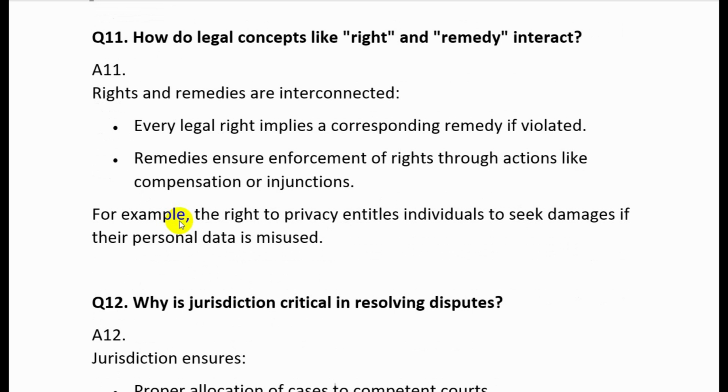How do legal concepts like right and remedy interact? Rights and remedies are interconnected. Every legal right implies a corresponding remedy if violated. Remedies ensure enforcement of rights through actions like compensation or injunctions. For example, the right to privacy entitles individuals to seek damages if their personal data is misused.